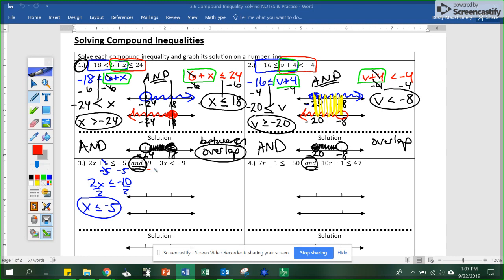The second one, subtract 9. Don't forget the -3x is less than -18. And this time we are going to divide by a negative. So I get x is greater than 6. Once again, this is an and, but let's go ahead and set up our number lines to begin with. So we have our key values, our boundary points are -5 and 6.